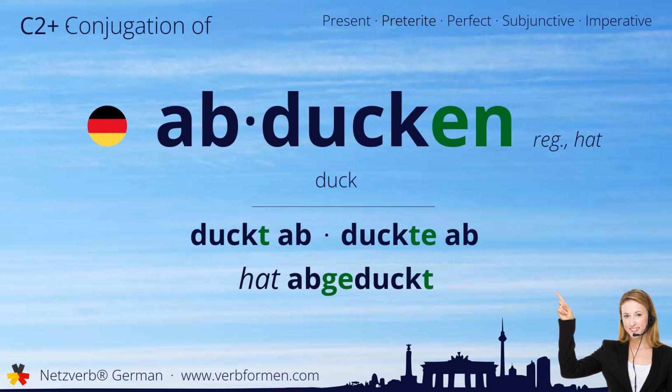Today we're going to learn how to conjugate the German verb abducken. Watch and listen to the forms carefully. Let's start with the stem forms. Duckt ab. Duckte ab. Hat abgeduckt.